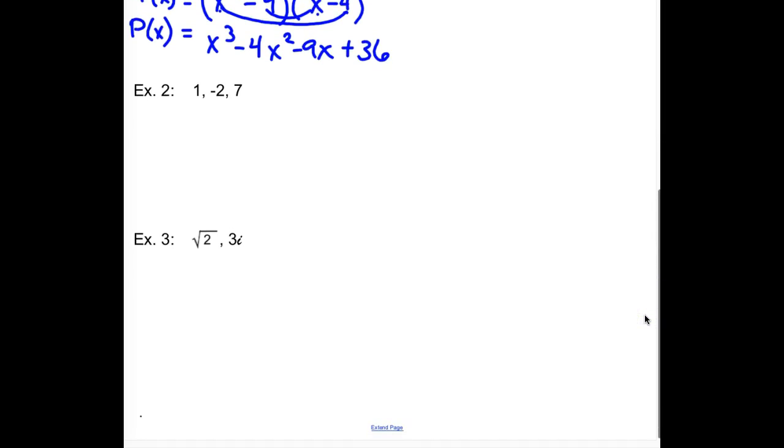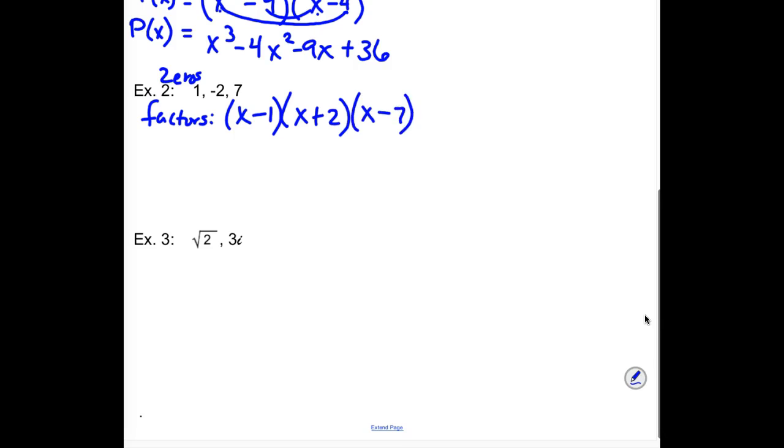All right, our next example. We have zeros of 1, negative 2, and 7. So our factors are built off of those. If 1 is a 0, then x minus 1 is the factor. If negative 2 is a 0, then x plus 2 is the factor. And if 7 is a 0, then x minus 7 is a factor.